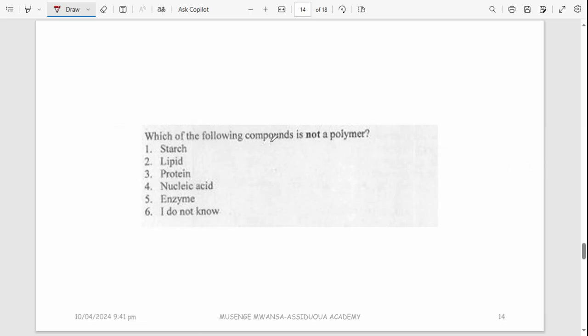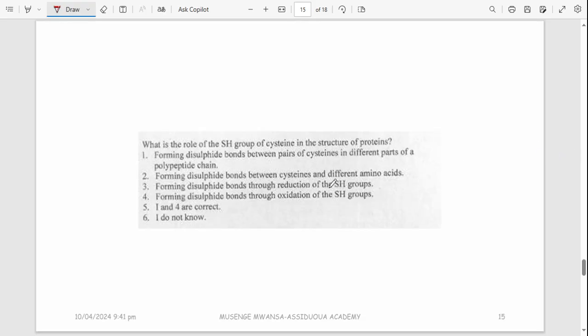The following compound is not a polymer. Just at the beginning, we had mentioned this: lipids are never polymers. What is the role of the SH group of cysteine in the structure of protein? Forming disulfide bonds between pairs of cysteine in different parts of a polypeptide chain is going to be true.